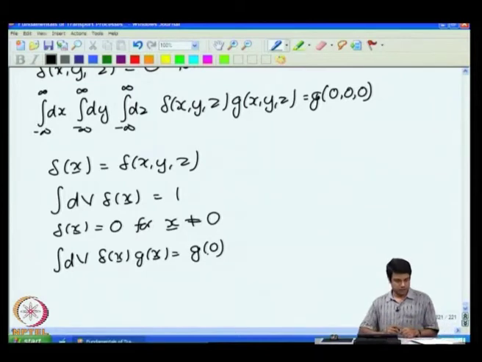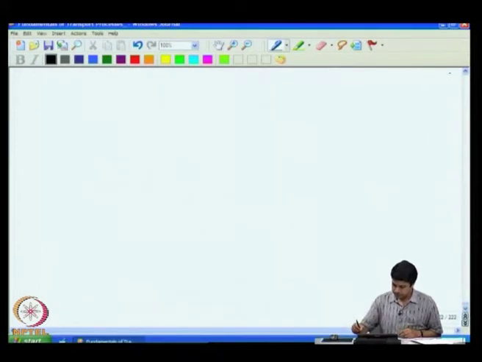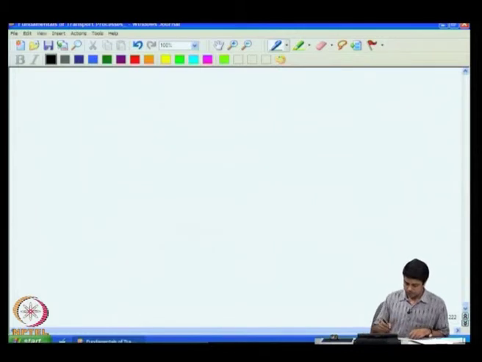Okay. So, these are the properties of the delta function that I will use. So, back to our heat conduction problem.